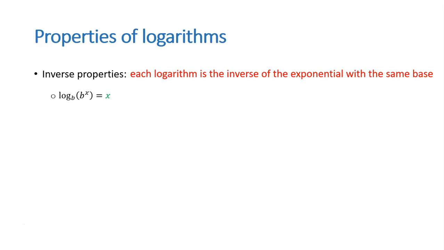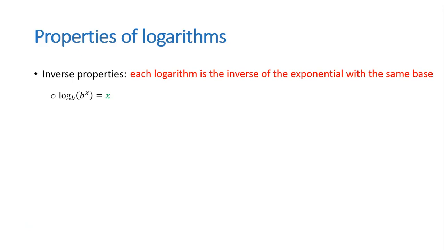Well, the same thing is true here. If we have a logarithm of a particular base applied to an exponential with the same base, then they are inverses, they're opposites, they cancel each other out, and what we're left with is going to be the exponent of the exponential. It works the other way as well.